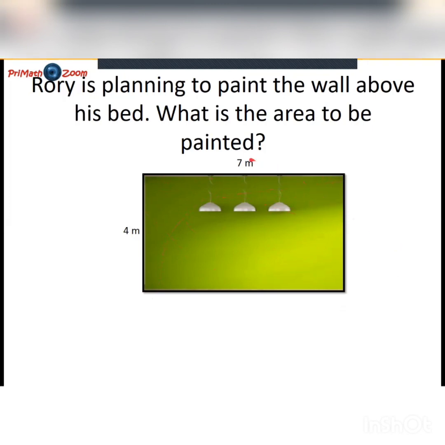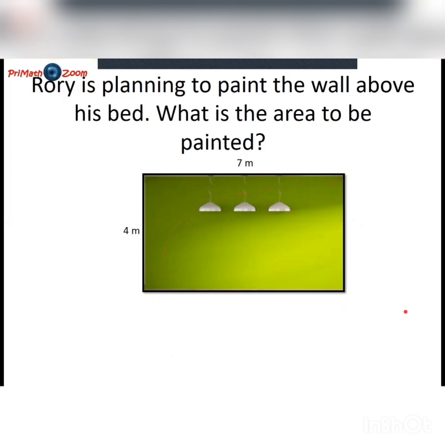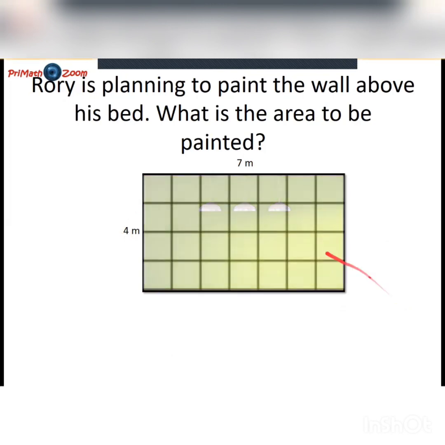Yes, we could say 7 meters multiplied by 4 meters, and that would give us an area of 28 squared meters. Or we could have done this. We could have made even squares on the wall. So we could have created a grid with even squares, or same size squares, to see what the area is. Let's check to see if we'll still get 28 squared meters.